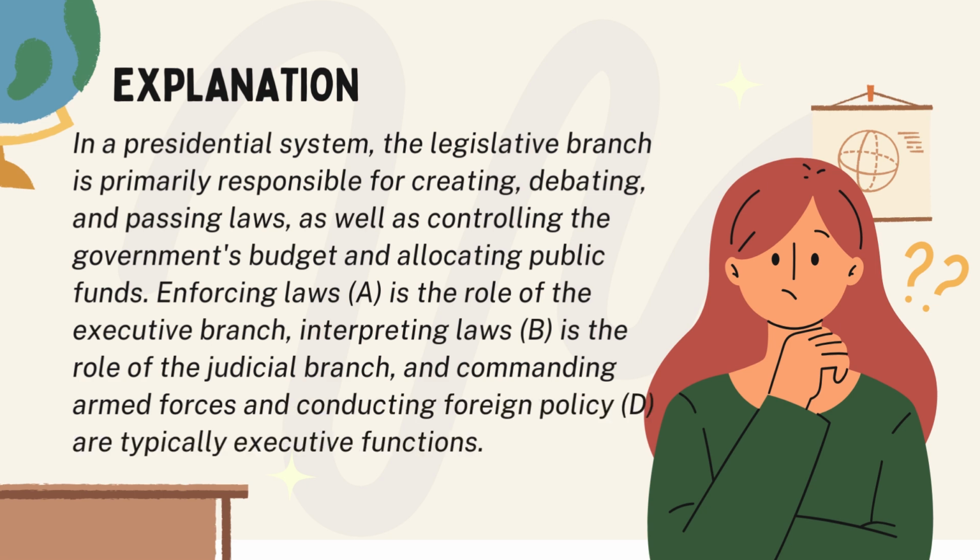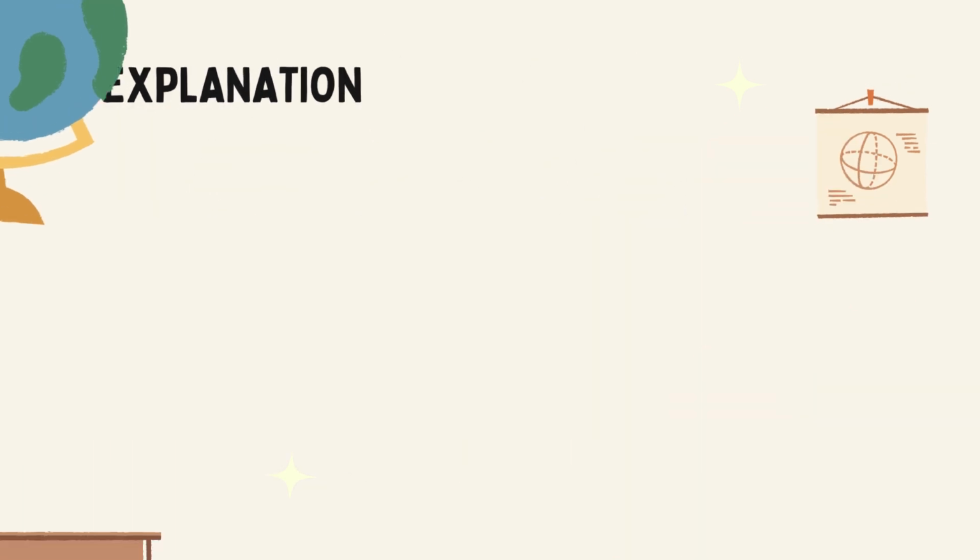Enforcing laws, A, is the role of the executive branch, interpreting laws, B, is the role of the judicial branch, and commanding armed forces and conducting foreign policy, D, are typically executive functions.